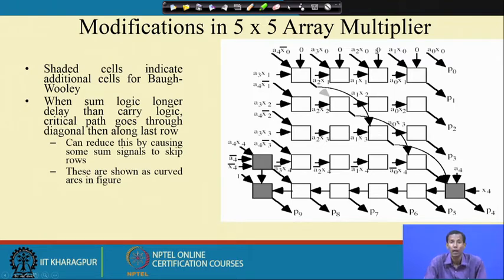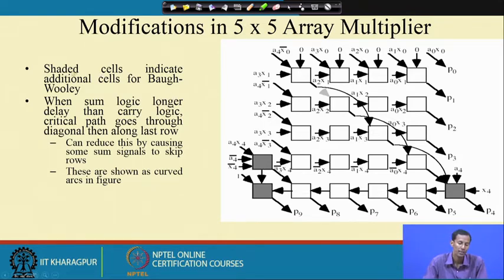And then what other changes do I have to make? The terms which are coming over here are different. Initially it was not A4 X0 bar, it was A4 X0, but here I have to put A4 X0 bar. Similarly A4 X1 bar instead of A4 X1. Those types of modification I also need to do to make it a 5 cross 5 array multiplier architecture for the 2's complement Baugh-Wooley multiplier.